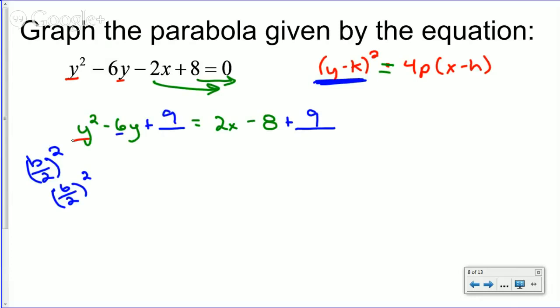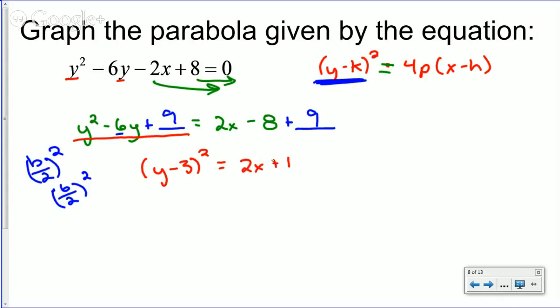So then I can take these three terms on the left side and factor them. So that's factors of 9 that add to 6. That's 3 and 3. They're both the same and they're both negative. Again, you should know how to be factoring these kinds of things.